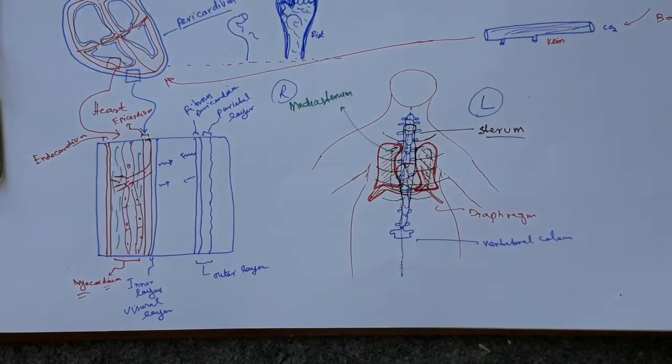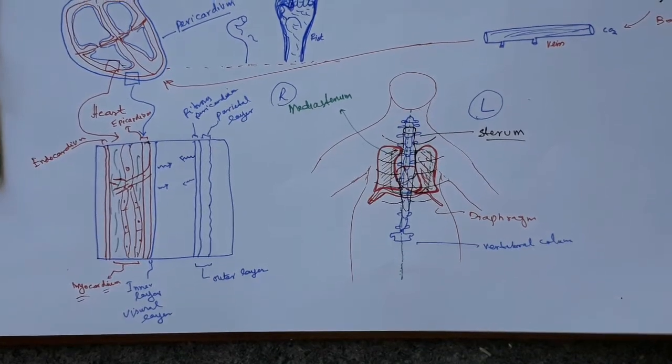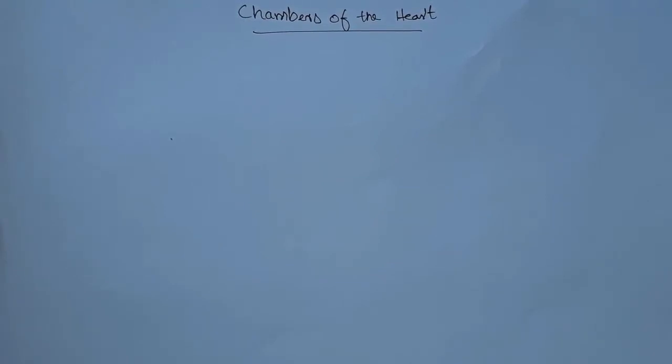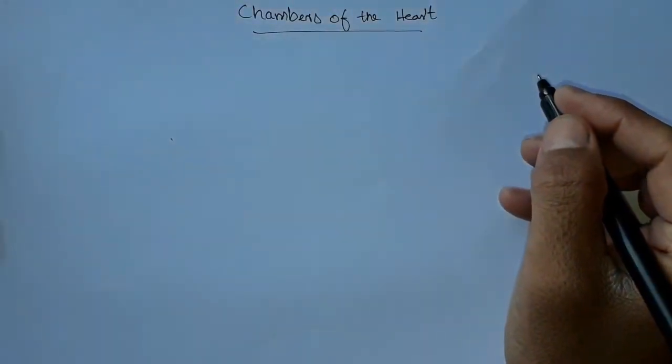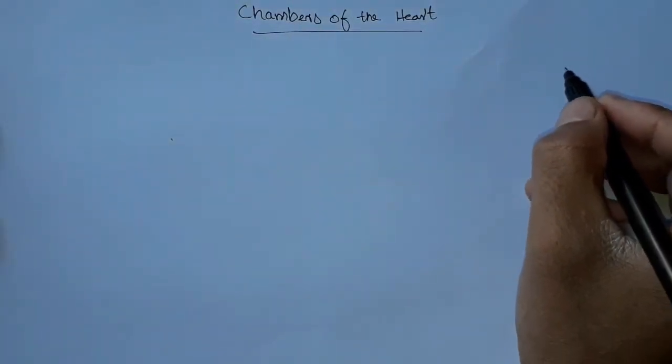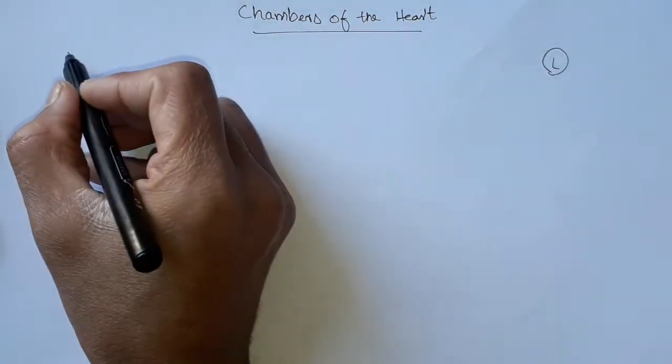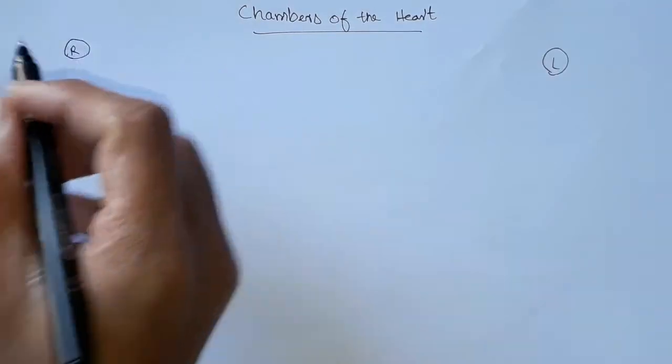Now let us take a detailed review of the heart chambers. As we have discussed earlier, the heart is a hollow muscular organ located in the thoracic cavity in the left side of the mediastinum, and we also know that in anatomy when we discuss right and left side we must look at someone else. So if we look at this paper, this is the left side of the paper and this is the right side of the paper.